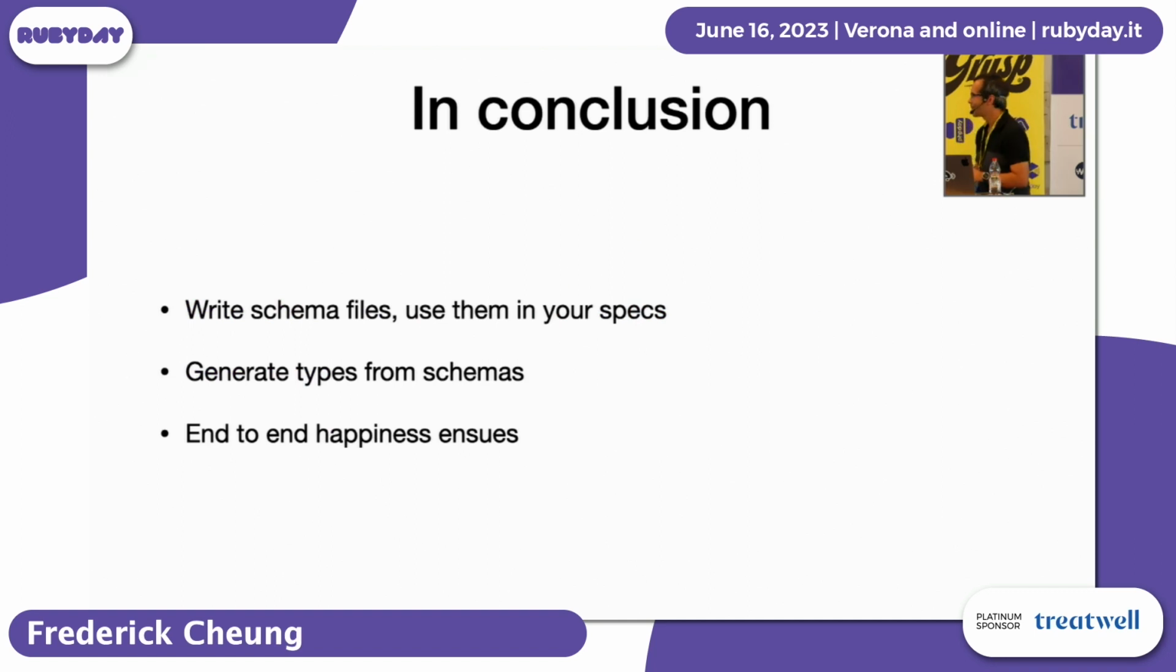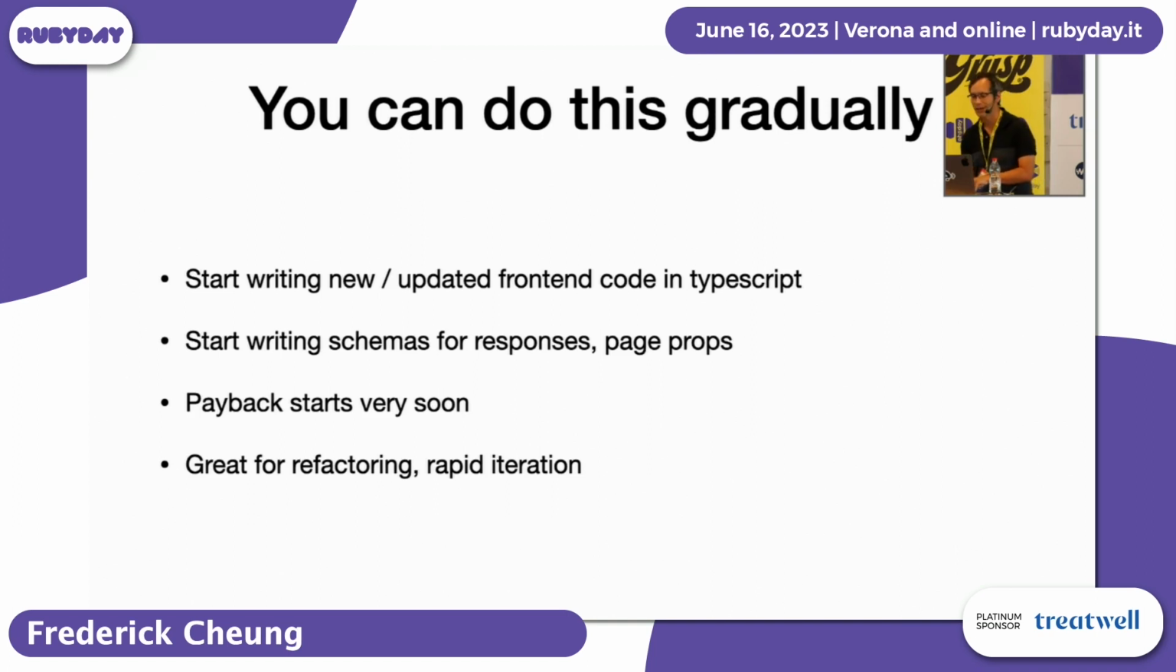So kind of summing up, if you write schema files, generate types, and then you'll kind of get this happiness, really. Then the last slide is the most important thing, which is you can do this gradually. This isn't like, oh, next time I'm starting from scratch on a greenfield project, i.e. never, or when I have time for a rewrite. You don't need to switch to a specific API library to do this. It's always very agnostic of which technology you use.